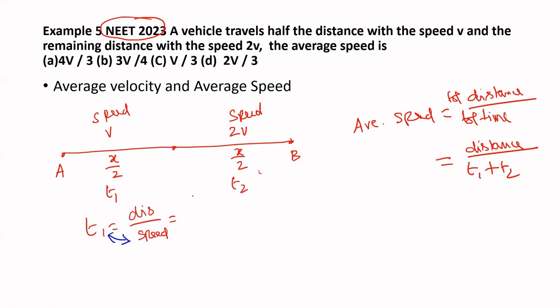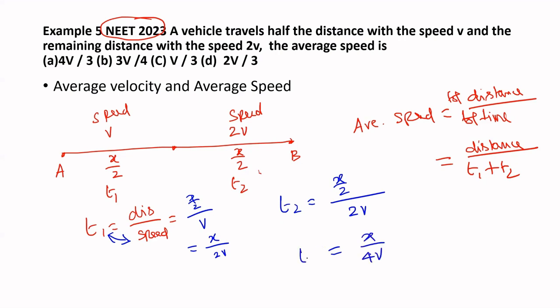T1 equal distance divided by speed. Distance எவ்வளவு? x/2. Speed எவ்வளவு? v. Therefore T1 equal to x divided by 2v. இந்த 2 கீழே வந்துடும். x divided by 2v தான் T1. T2 எவ்வளவு? Distance எவ்வளவு? x/2. Speed எவ்வளவு? 2v. Therefore that is equal to x divided by 4v ன்னு வந்துடும். இது வந்து T2. இப்போ நம்ம எல்லாத்தையும் சப்ஸ்டிட்யூட் பண்ணலாம். இதுல டிஸ்டன்ஸ் எவ்வளவு? x. Total distance divided by T1 plus T2, x divided by 2v plus x divided by 4v.